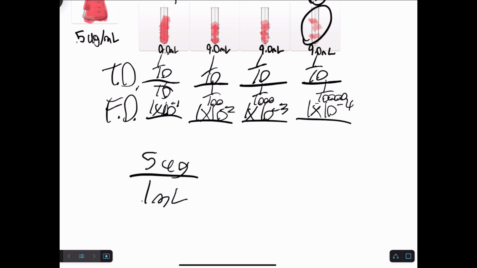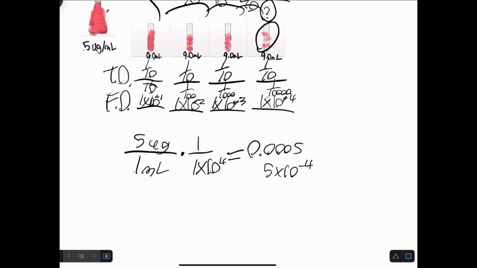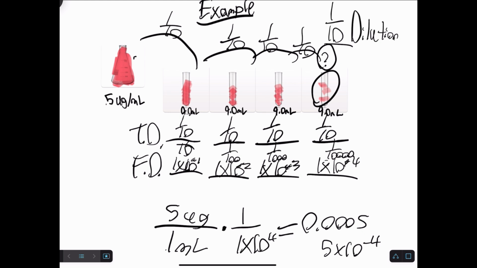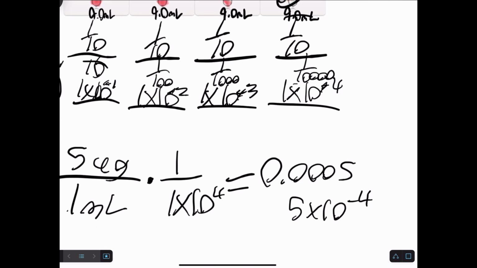We're going to times this by 1 times 10 to the 4th, just to make our lives a little bit easier. And then that equals, if you plug it in your calculator, 0.0005, or in scientific notation, 5 times 10 to the negative 4. So that is how we know in our 4th test tube, with 9 milliliters of water and 5 micrograms per milliliter of concentration in our original test tube, we will have 0.0005.